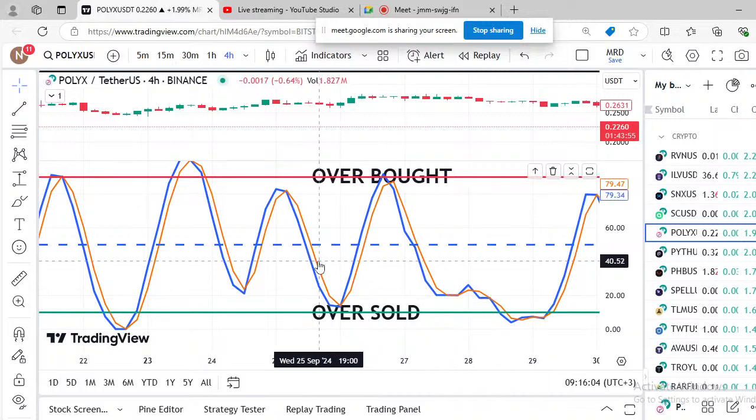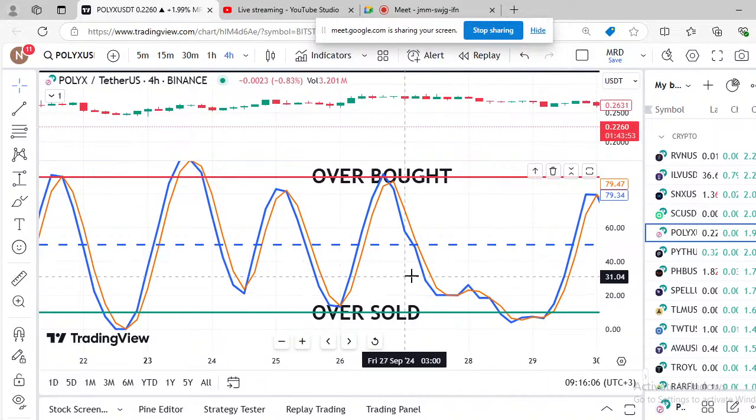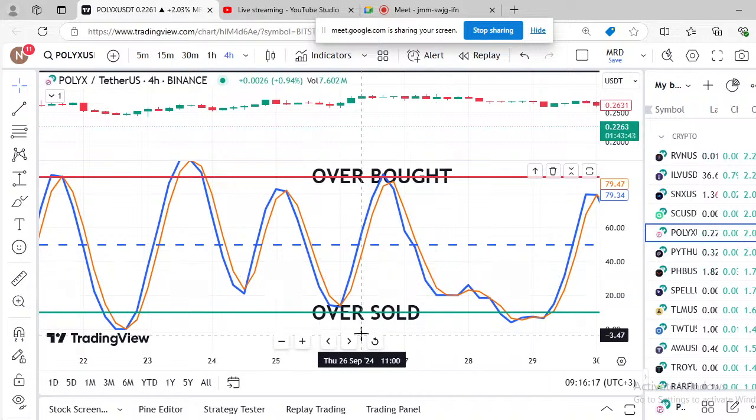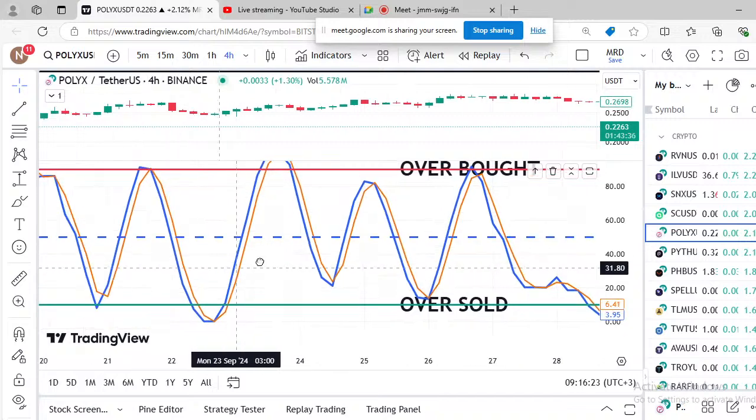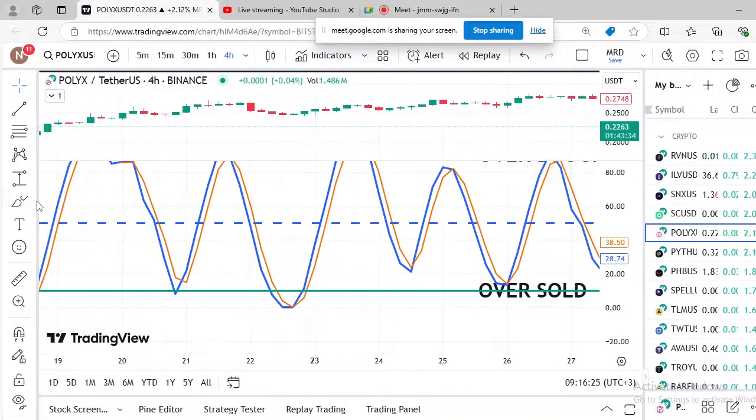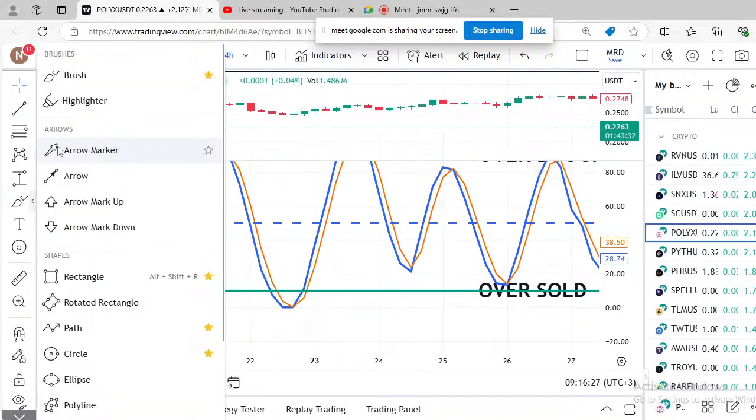Then when we talk about oversold, it means the coin is at a cheaper price. The coin is too down. That's what it means. Oversold: the coin is too low. So we have to follow these moving averages.